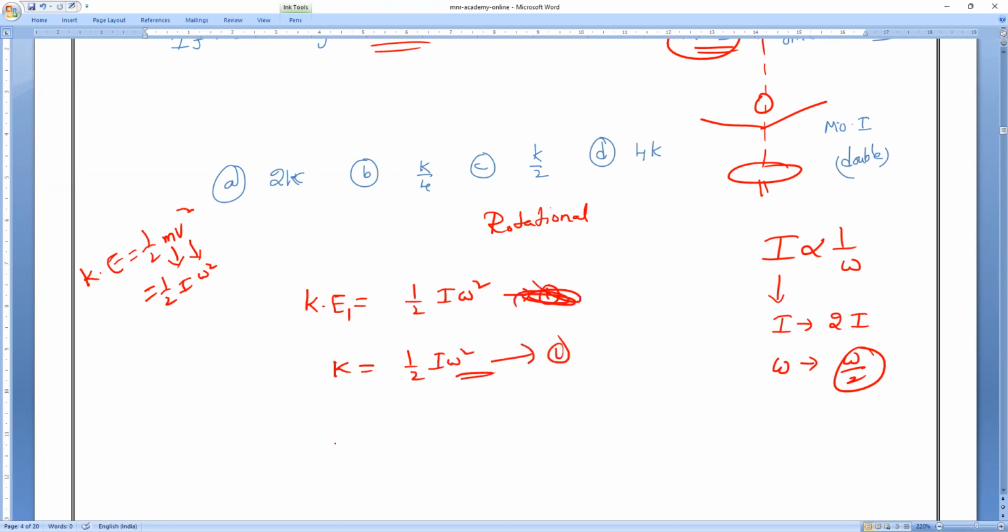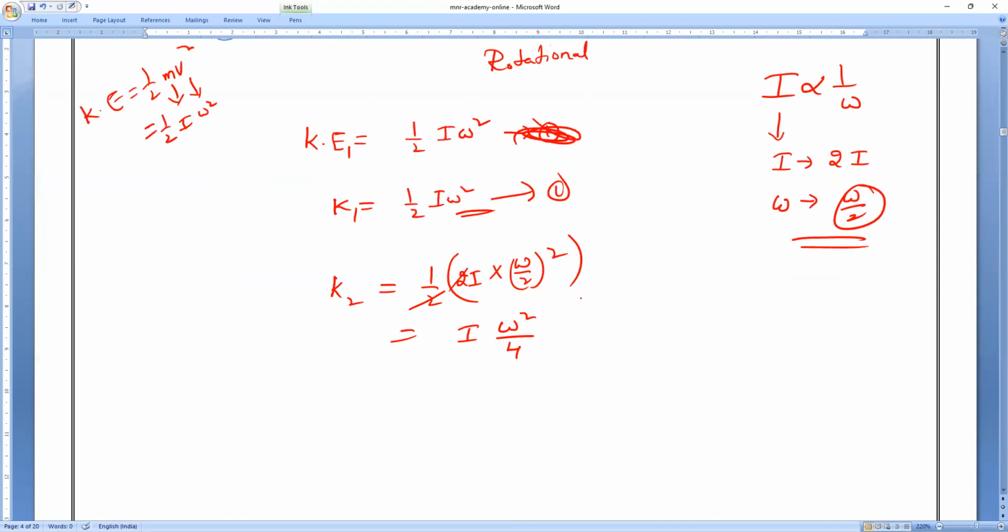Now the second case. What will happen? Let me take this as K1 and this as K2. So K2 is equal to half into I becoming double, 2 times I, into omega becoming what? Omega by 2, whole square. So the 2 will get cancelled, and it is I omega square by 4. Will you all agree with me?